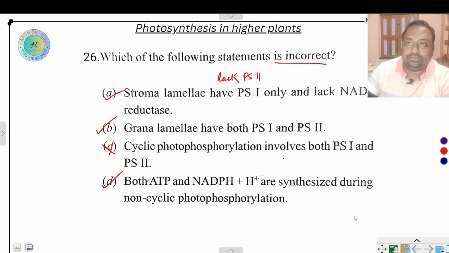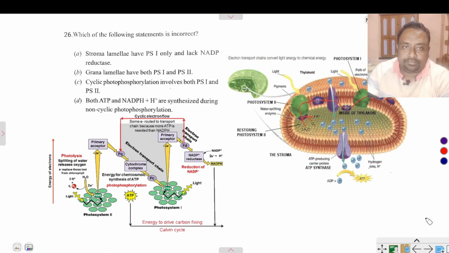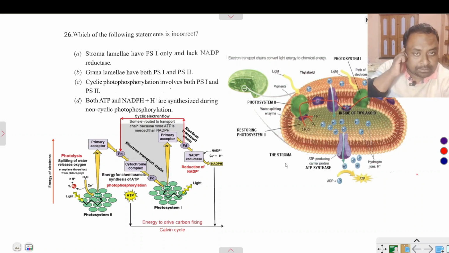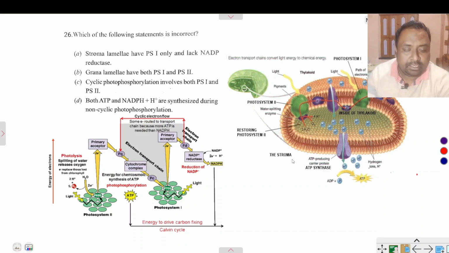Next question is, this is the thylakoid membrane. This is the thylakoid lumen, where the proton gradient is transferred from high concentration to low concentration and produces ATP molecule. Here NADP, stroma lamellae. This is outside, the stroma lamellae. The stroma lamellae have PS1 present but not PS2, lack of PS2 and NADP reductase. That means the outer thylakoid membrane.